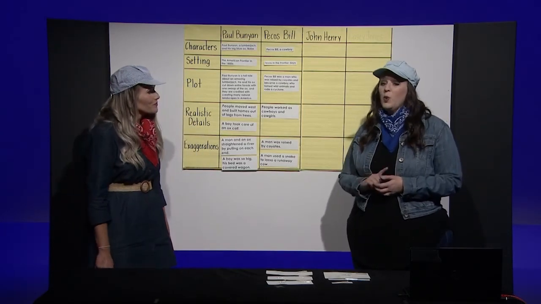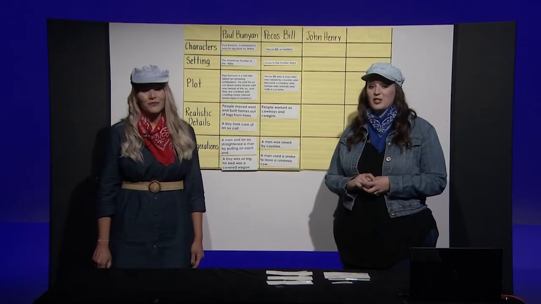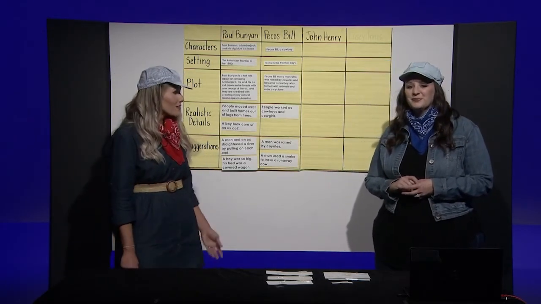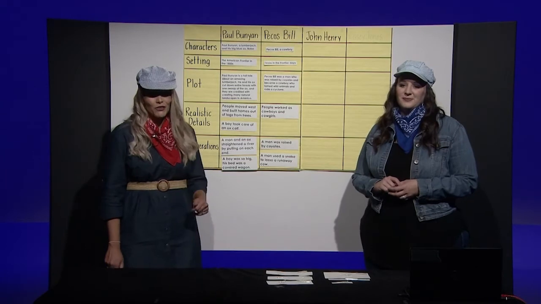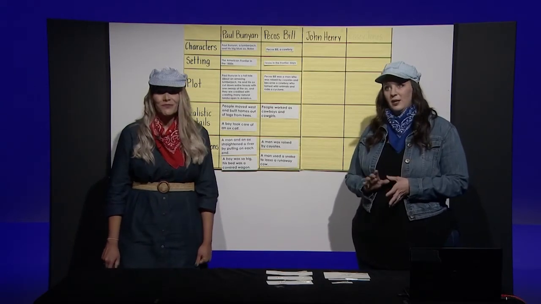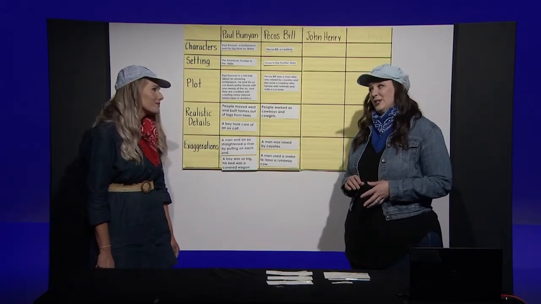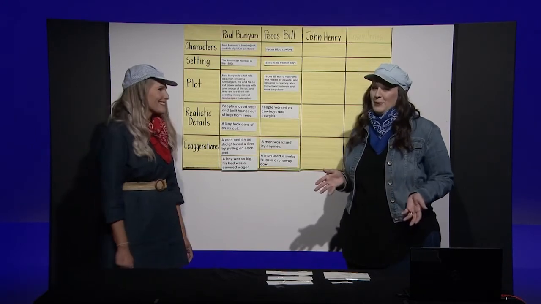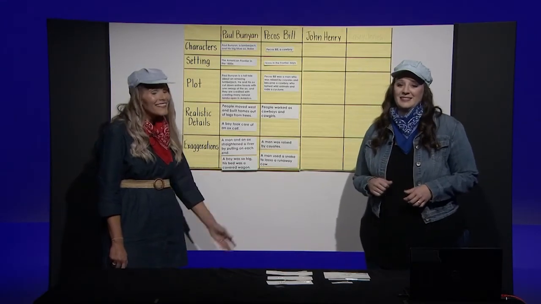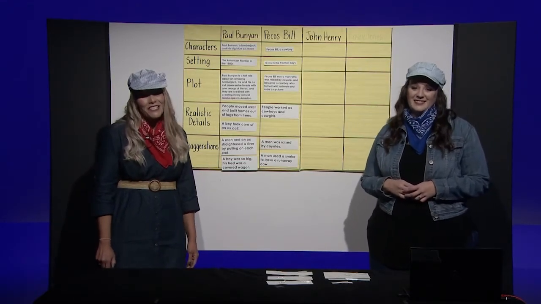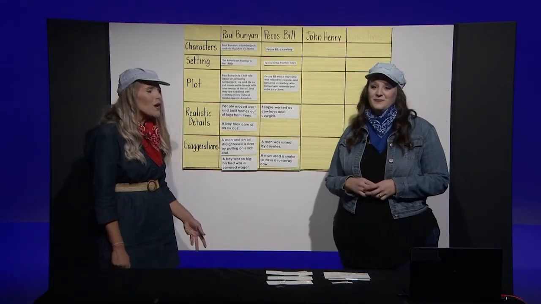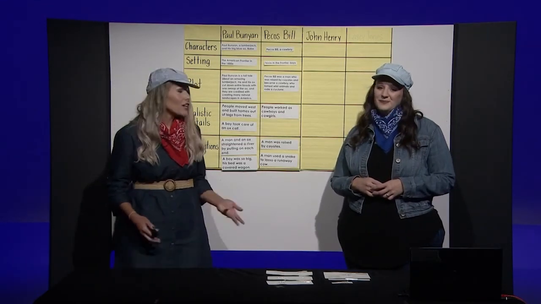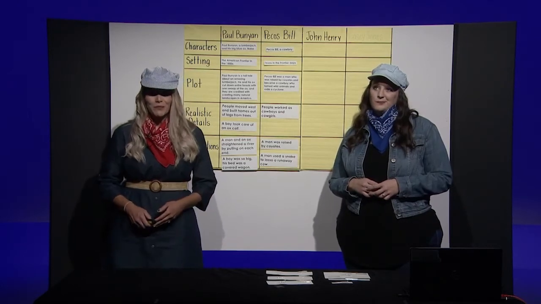I heard one example of exaggeration in that tall tale. You're right, Miss Valerie. Can you tell me what it was? Well, I don't think John Henry was really born with a hammer in his hand. Exactly. That's an exaggeration. Now, what are some things in this story that could have happened in real life?